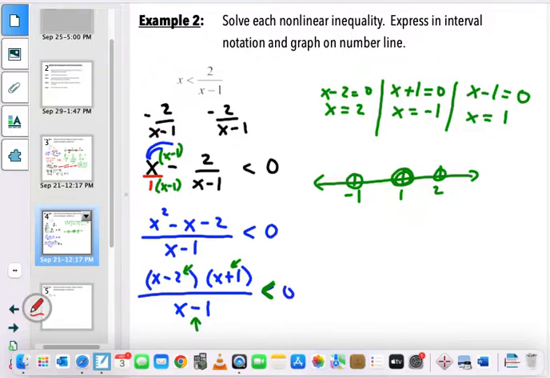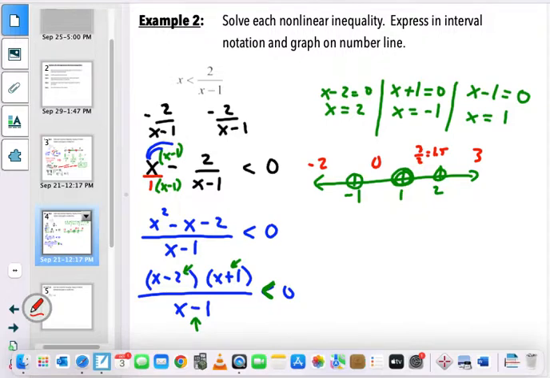All right, so let's test some values in each of the regions. Something less than negative 1 would be negative 2. Something in between negative 1 and 1 would be like 0. Something between 1 and 2 would be 1.5 or 3/2. Something larger than 2 would be like 3. So let's test each of the regions here.